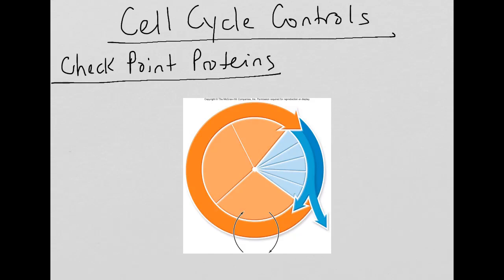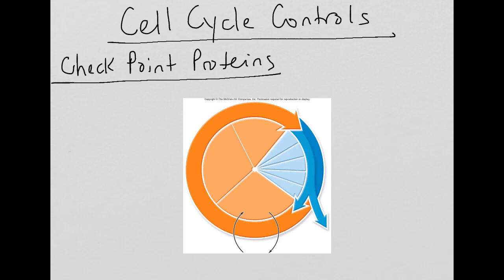We're going to talk about how the cell cycle is controlled by certain proteins. There are many of them. We're just going to focus on a couple that help us understand how we can stop the cell cycle if something is wrong, and what happens if those things go bad. So this is cell cycle controls and lack of control.